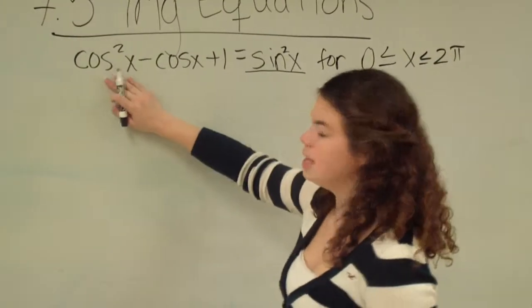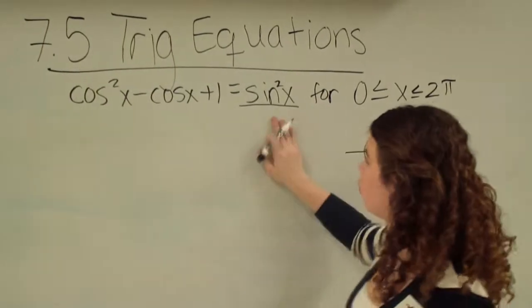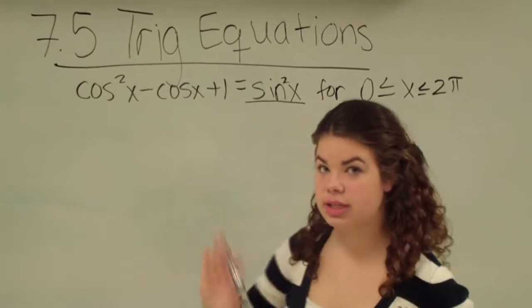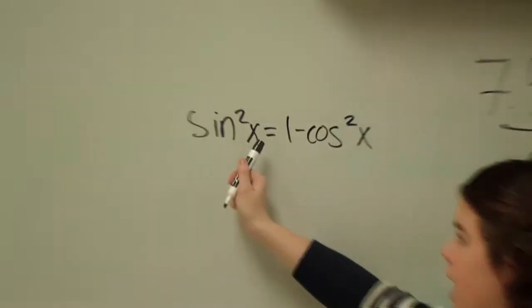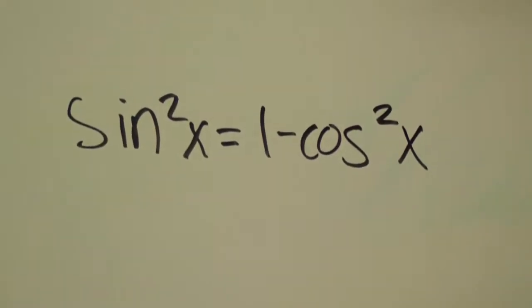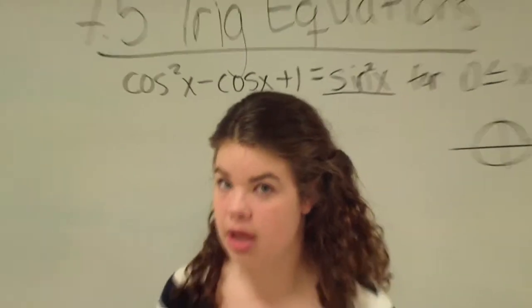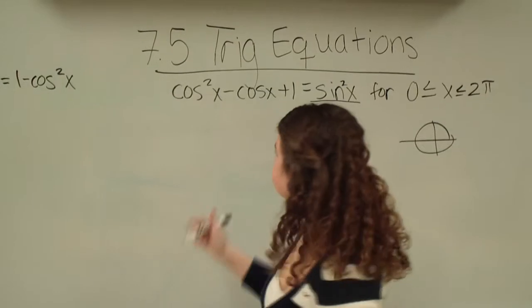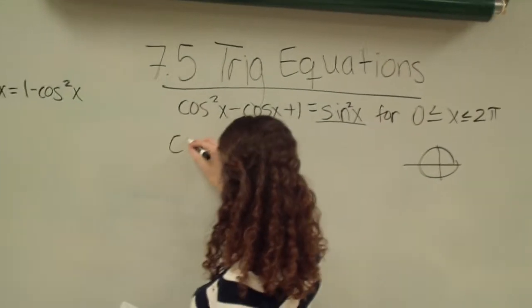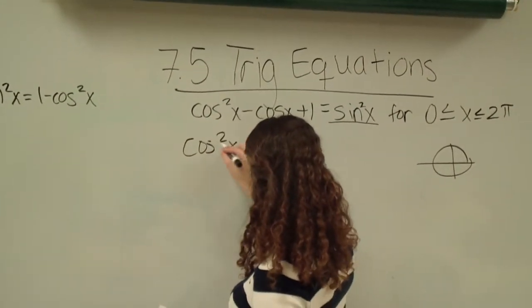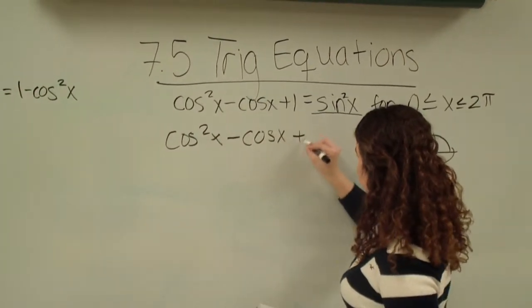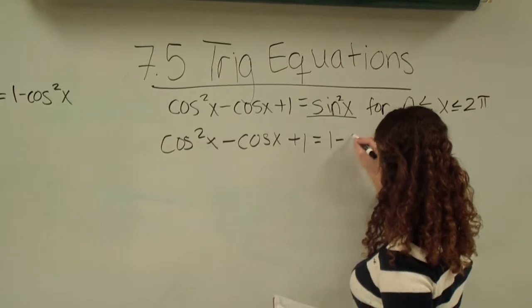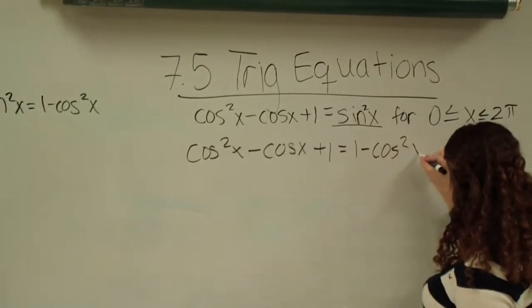In a problem that has mostly cosines and 1 sine squared x, it should stand out to you that you can use this identity over here. Sine squared x equals 1 minus cosine squared x. This will help you to factor and solve later on in the problem. So let's go ahead and replace that. So we're going to have cosine squared x minus cosine x plus 1 equals 1 minus cosine squared x.